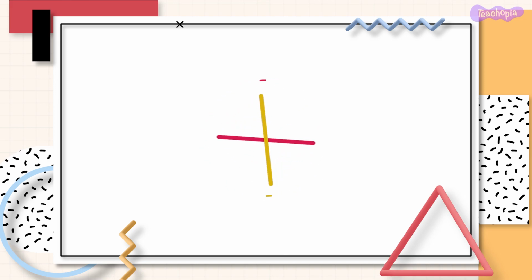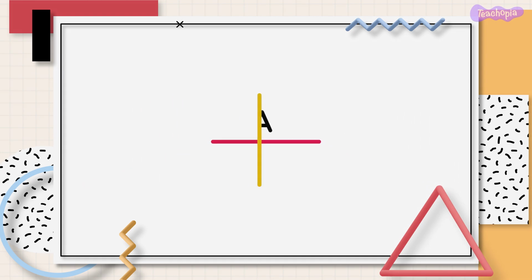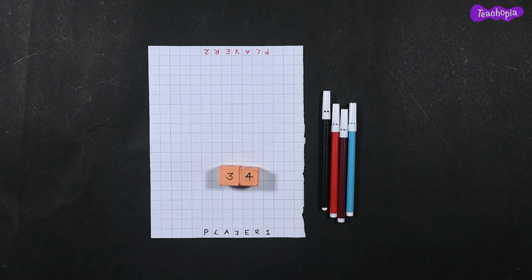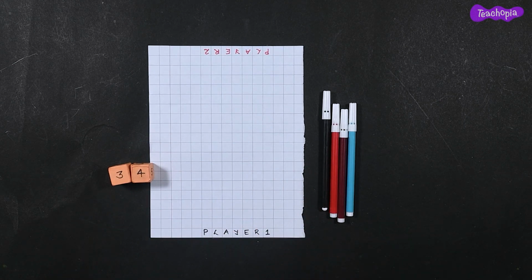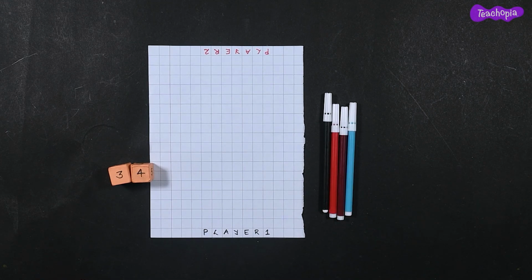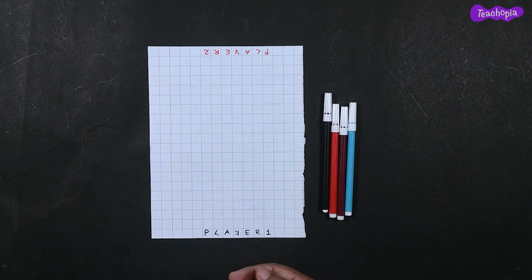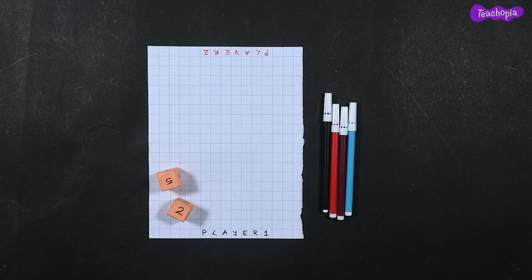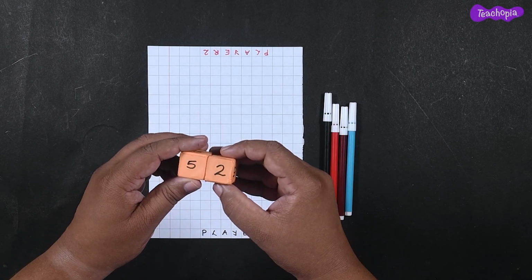Let us now see a playful activity wherein students are going to get the concept of perimeter and area. To do this activity, we require two dice, a square grid paper, and sketch pens. We need a minimum of 2 players to play this game. Let's consider that player 1 takes the dice and rolls it. So he is going to get the numbers 5 and 2.